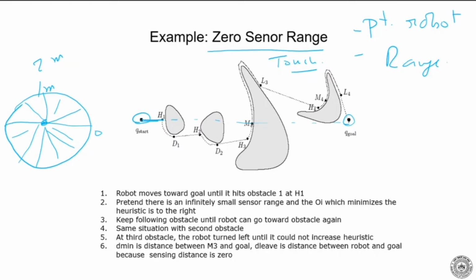Once it hits the first obstacle, what it does is it minimizes the heuristic and goes towards the right. Whatever we have seen, it goes towards the right, following this. From here, it again goes towards the goal and it comes here. Then again it goes around the obstacle, comes here, goes like this, goes here, goes like this, and goes. So this is almost similar to the bug-2 algorithm, because it is behaving like a touch sensor.